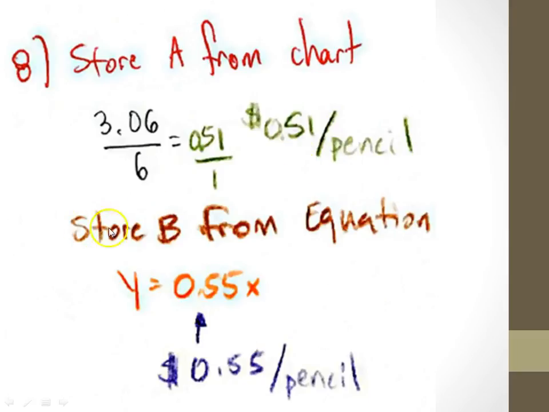All right, I'm going to take store B from the equation that they gave us. Y equals 55, or 0.55 times x. That 55 cents is how much it is per pencil. Now just look at the answer choices. I know that store B is more expensive. I know that store A is less. They are not equal in price. You can choose the right answer.